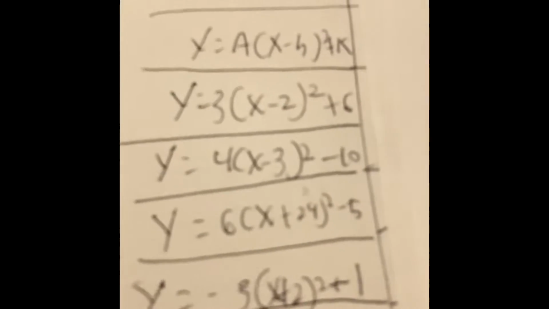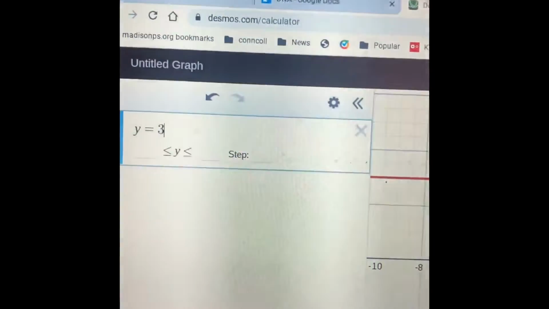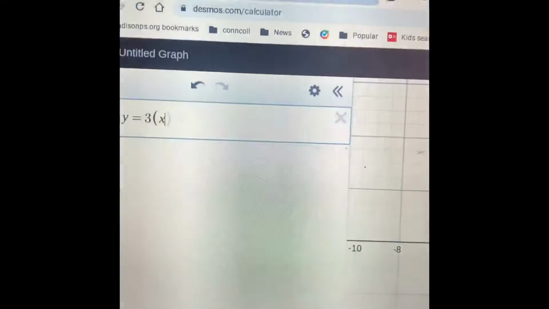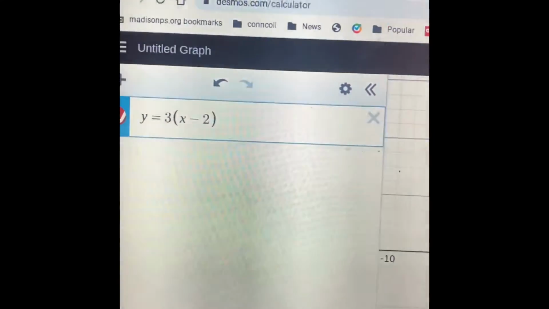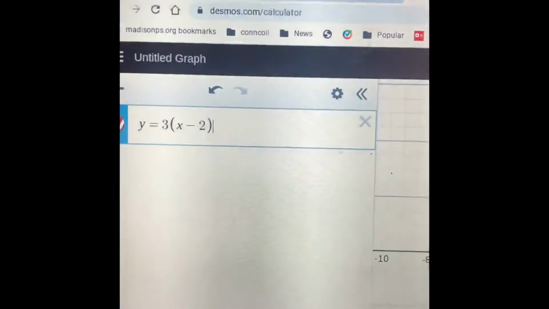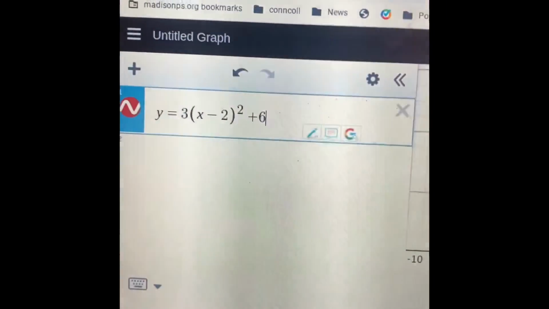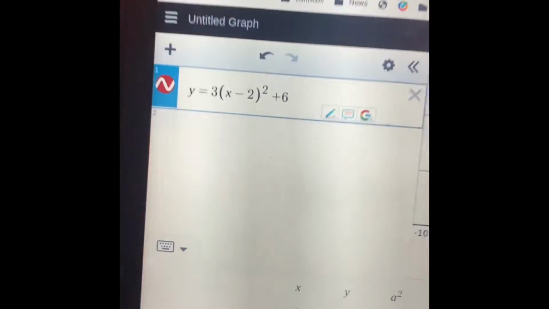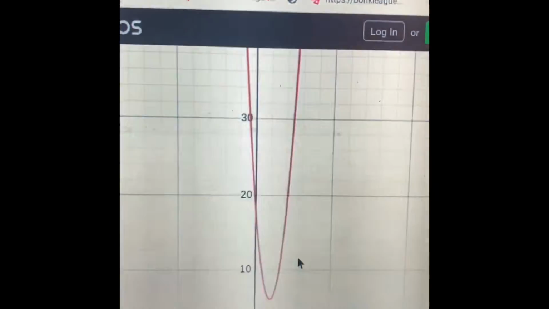Okay, so we're not going to do the top one because that's the formula. We're going to type in y = 3(x - 2)^2 + 6, with parentheses squared, and see what happens. Let's list down the rest of them and also see what happens. But right now, we have a parabola that looks like this.